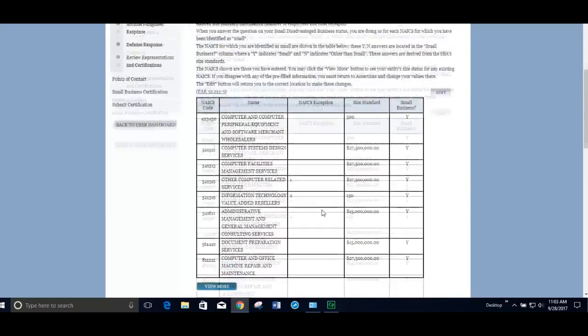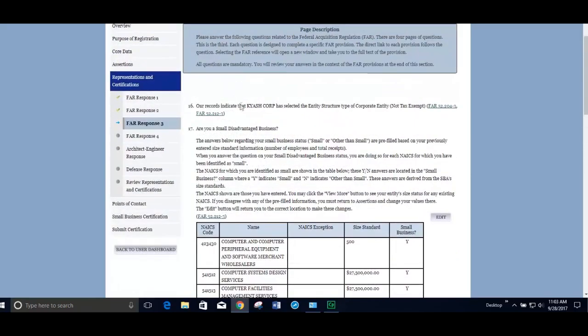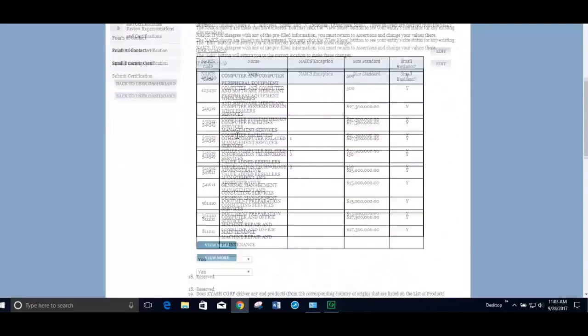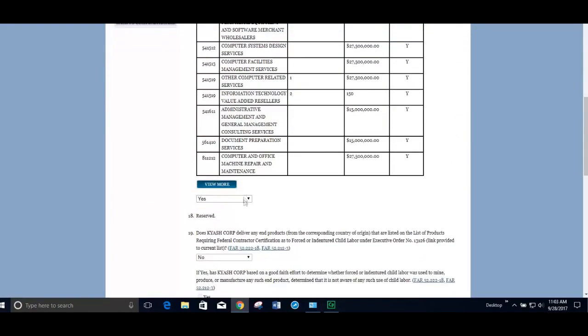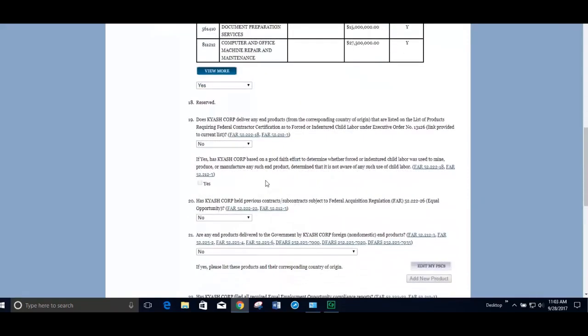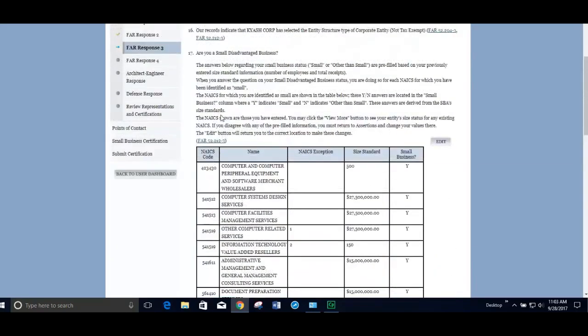All right, here's FAR response 3. We're at question 16. Our records indicate that Kayash Corp has selected the structure of not tax exempt. That's okay. We don't have to change that. Are we a small disadvantaged business? Based on all these NAICS codes, we put in yes, and you saw a box pop up. Okay, 18 reserved. I'm not quite sure what that means.